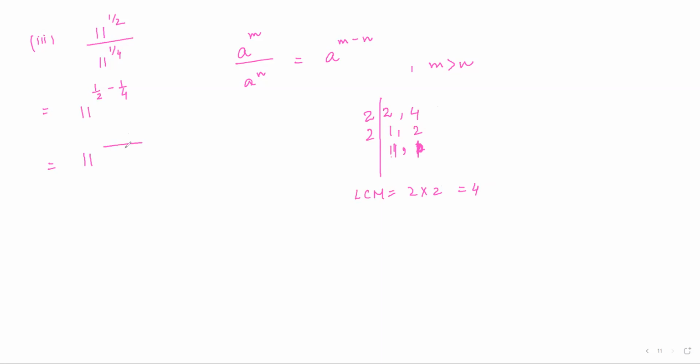So LCM is 4. Now we know 2 times it will go in the table, right? 2 into 2 is 4. So 2 into 1 minus. Now 1 time it will go. So 1 into 1. So this is 11 to the power 2 minus 1 divided by 4. So that is 11 to the power 1 by 4. Yeah, that's the answer.